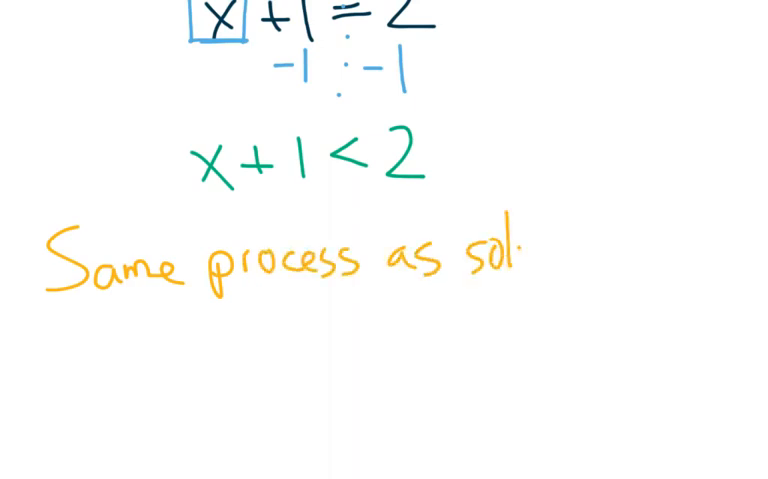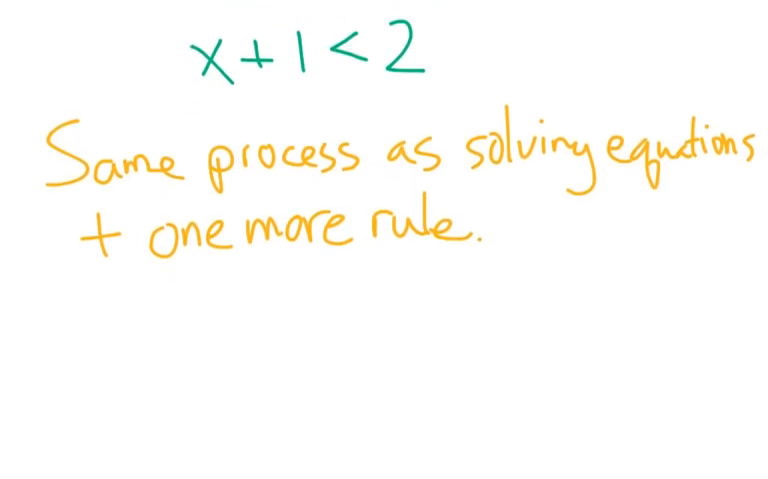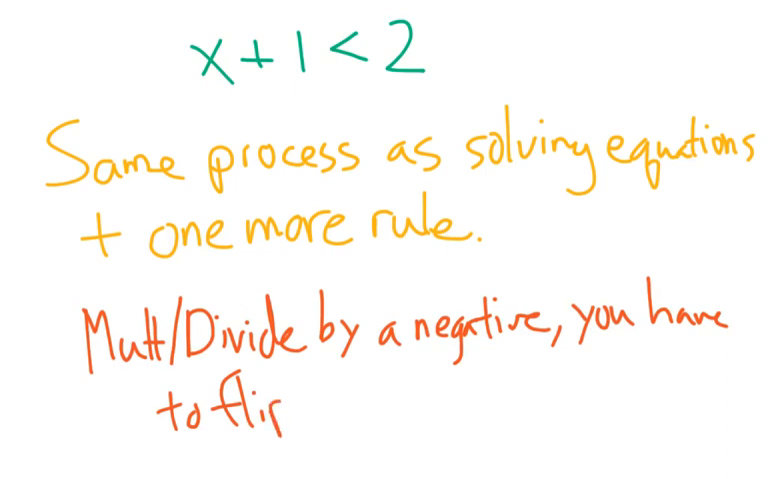We have the same process as solving equations, except plus one more rule. And that rule, I'll write it in red because it's a big deal, is that if you multiply or divide by a negative, you have to flip the inequality.